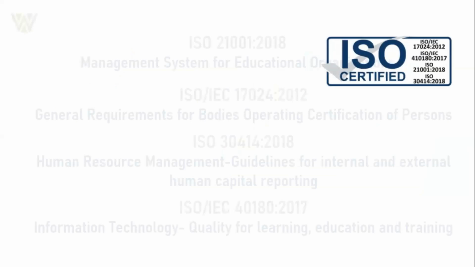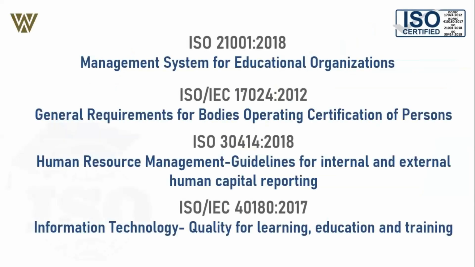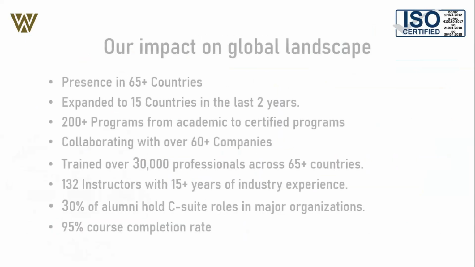Just to give you a bit more explanation about these ISOs: 21,000 is the management system for educational organizations. 17,024 is the general requirement for bodies operating certification of persons. 30,414 is the HRM for internal and external human capital reporting. And we also have 40,180, that is information technology, quality of learning, education, and training. So these are the 4 ISO certifications World Academy has.